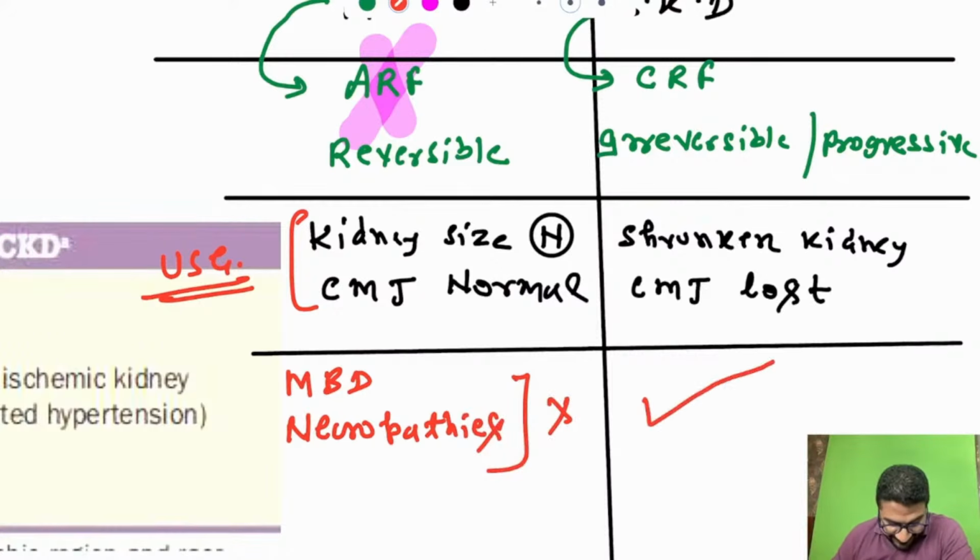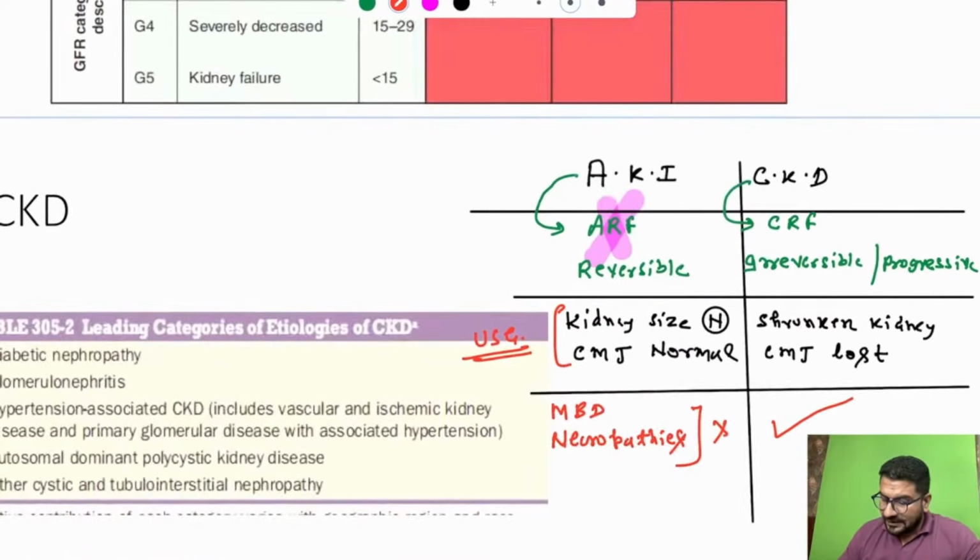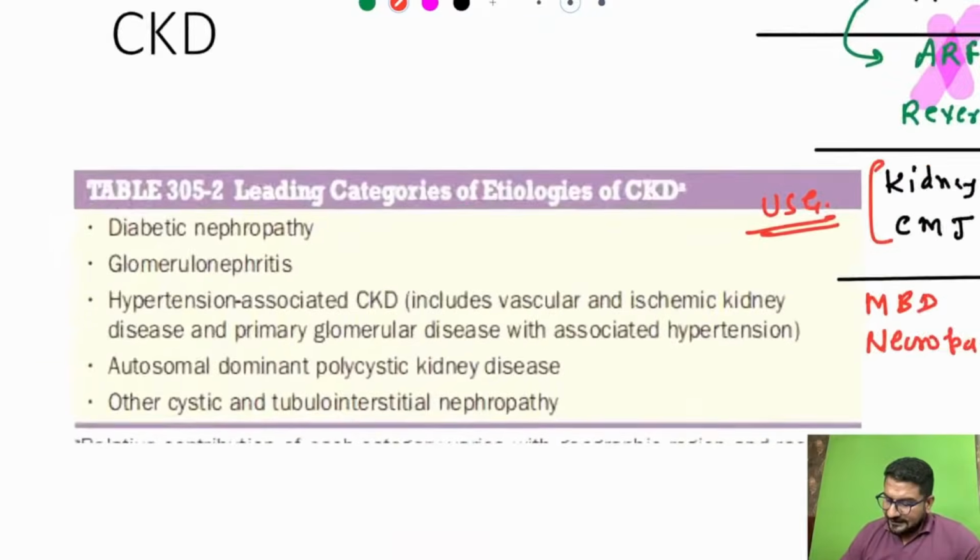Vomiting and fever will be in both. Vomiting, fever you can see in both, right? CKD will also have opportunistic infection, so we cannot differentiate on that. Remember, these are the differences between AKI and CKD. Now try to understand CKD; this is again a reference for medicine.